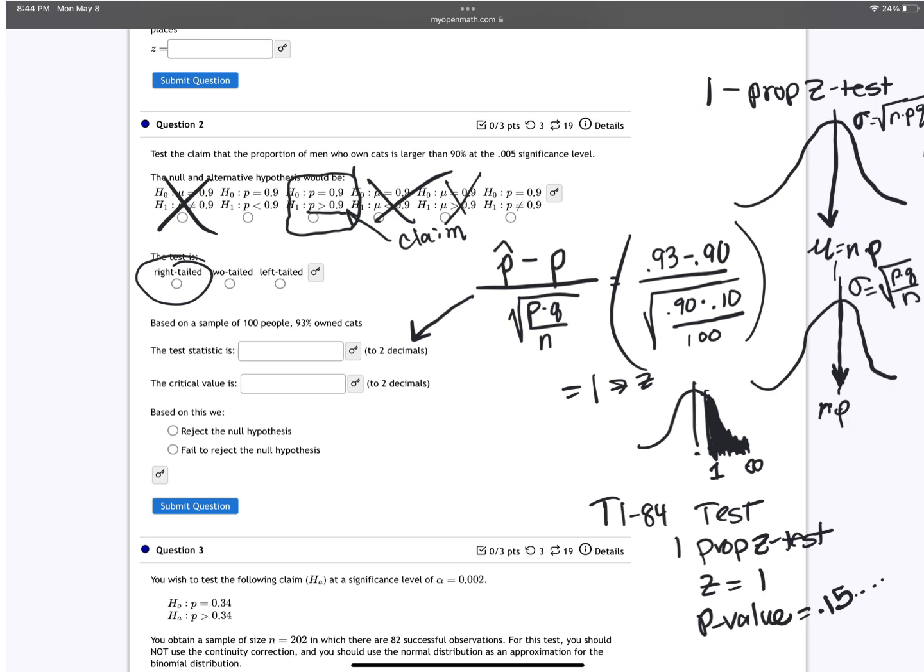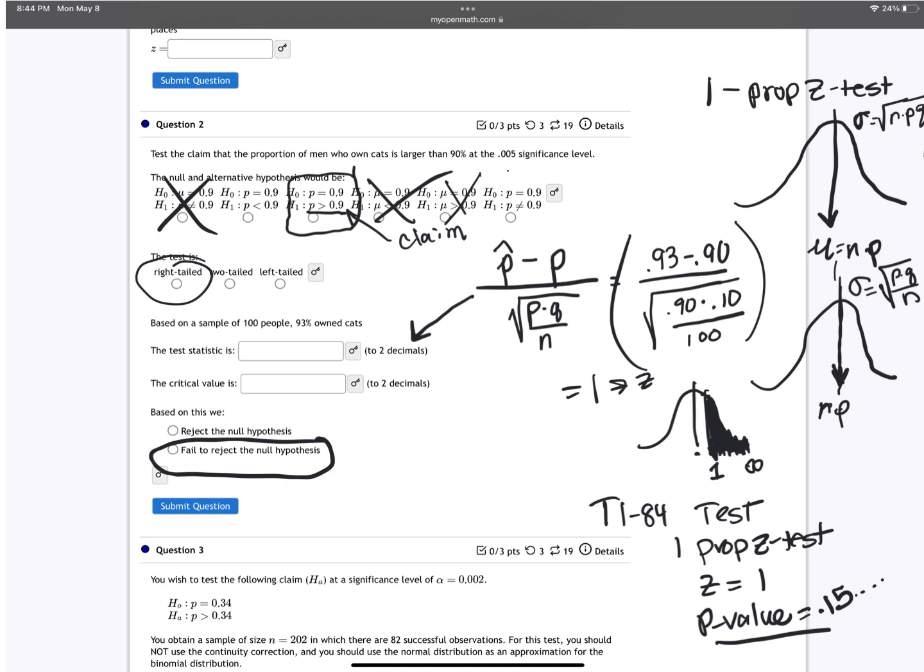Like a bunch of other digits I can't remember, sorry. I keep having to flip back and forth from that to my calculator on my screen. So this is my p-value. Now, I know that my p-value is not less than alpha, so I'm not going to reject. We're going to fail to reject the null hypothesis. The evidence does not suggest that it is larger than 90%.